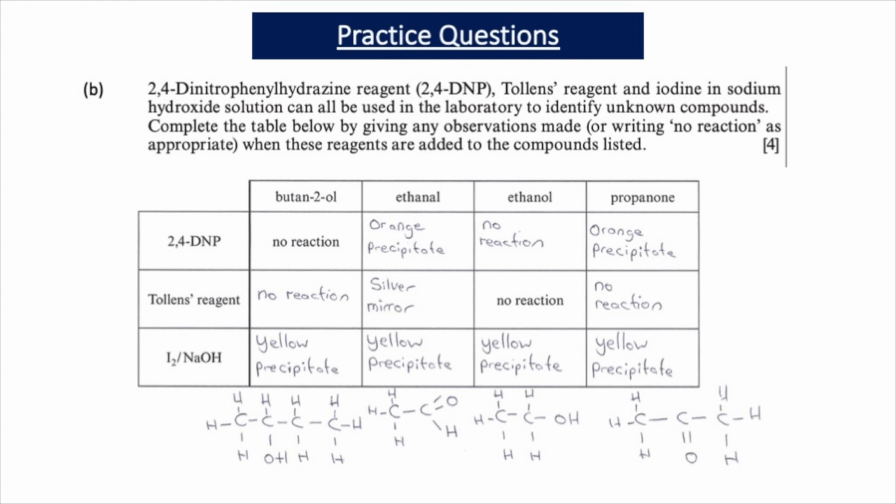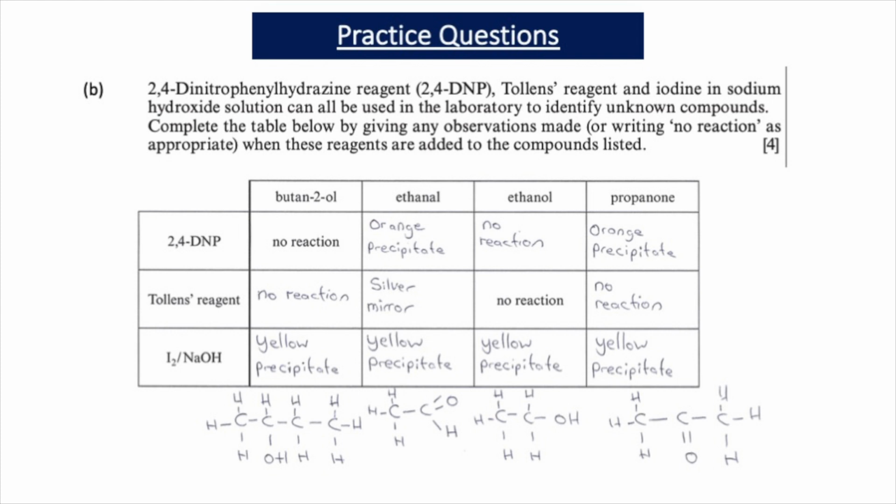And the last compound is propanone. Now propanone is a ketone that has a CH3 bonded to a C double bond O, so this also gives a positive test with iodine in NaOH, and you also get a yellow precipitate or yellow solid forming.